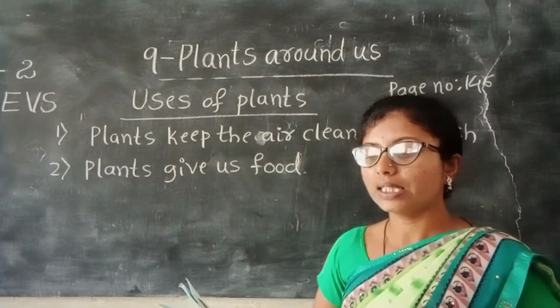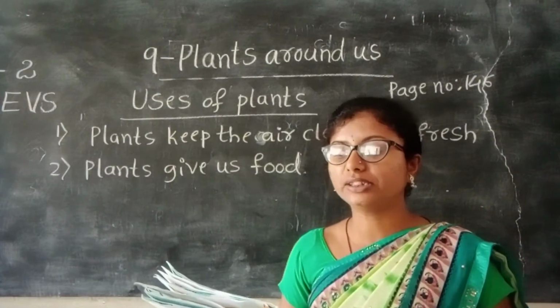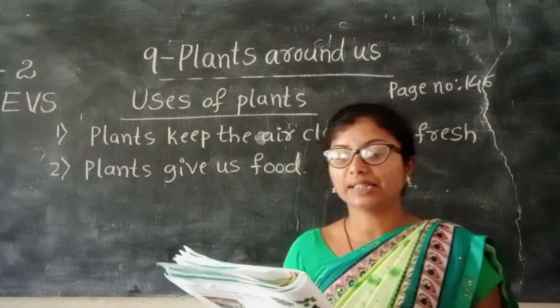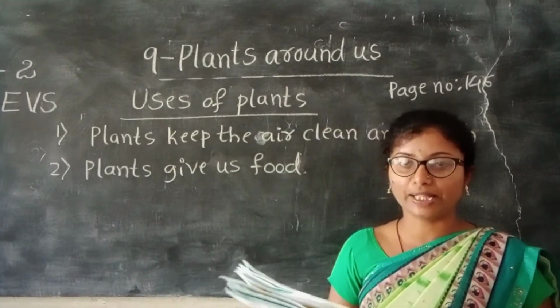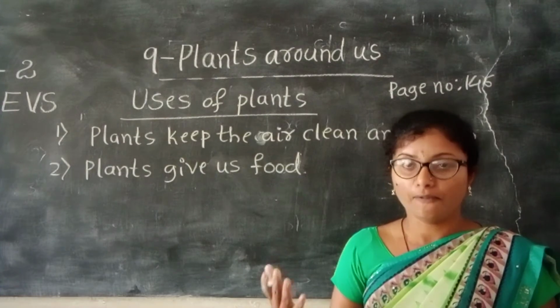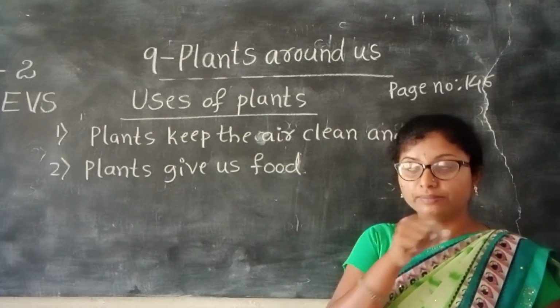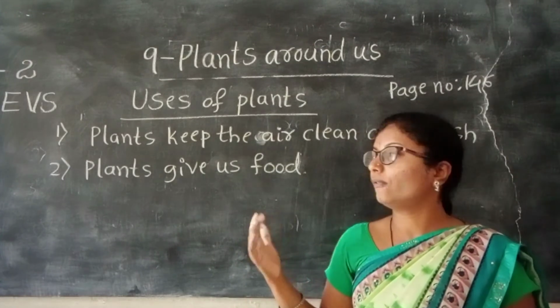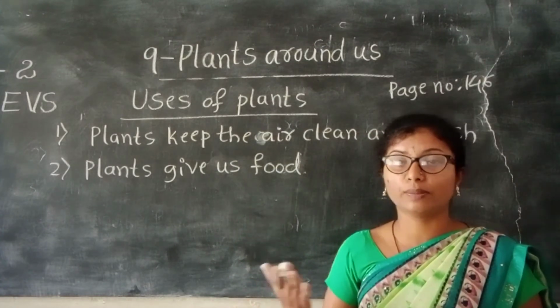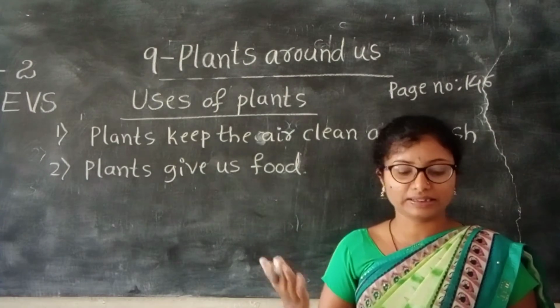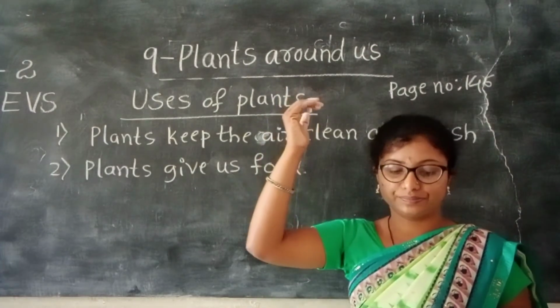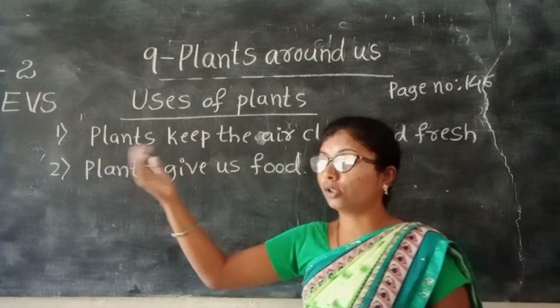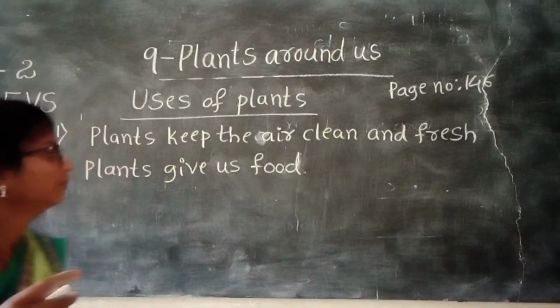Next, plants give us fibers to make clothes, sacks, roofs and mats. Plants also give us some fibers. We get cotton from the cotton plant. So plants give us fibers to make clothes, sacks, roofs and mats, even doors and windows.